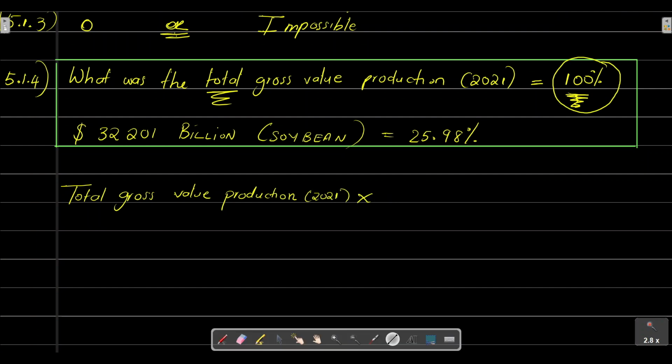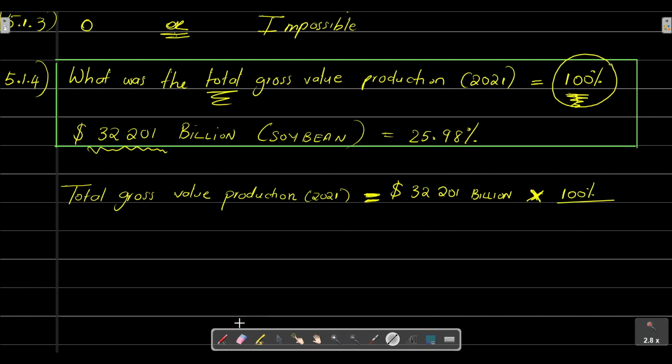So to get the total gross value of production for 2021, that is going to be equal to the value that we already have. We're going to be working with the 32,201 billion US dollars, and we're going to multiply it by what we want. What do we want? We want the total gross value. So we're going to multiply it by that 100%.